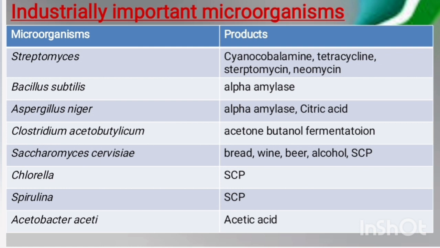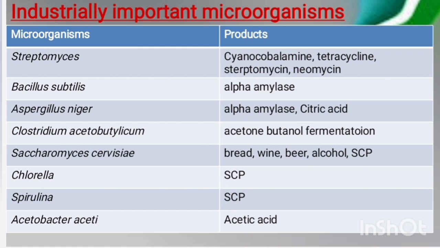Second example, Bacillus subtilis. It is used for the production of alpha amylase. Alpha amylase is also produced by Aspergillus niger. It can produce citric acid also. Another important microorganism is Clostridium acetobutylicum. It is used for the acetone butanol fermentation.